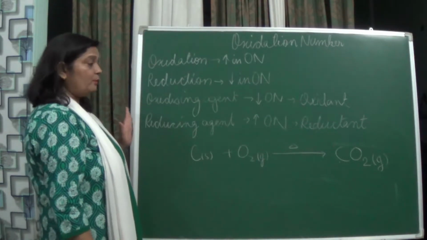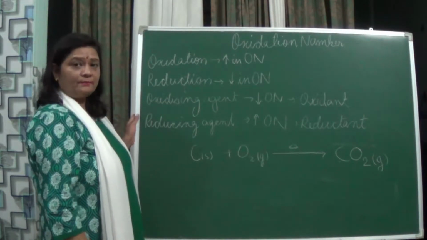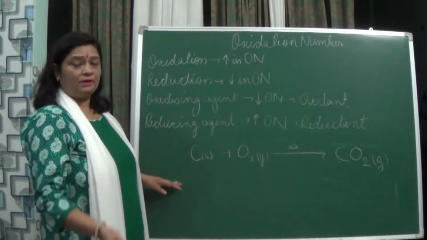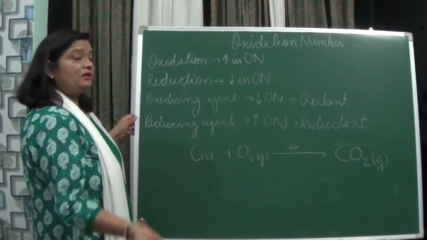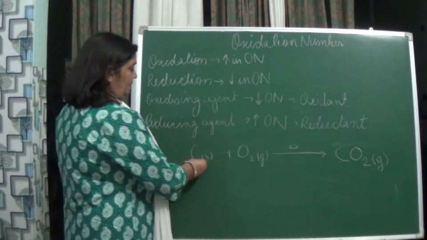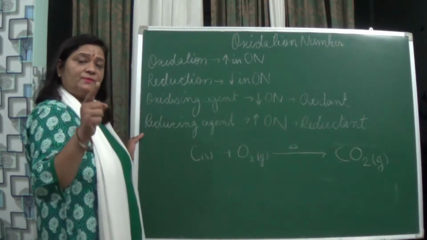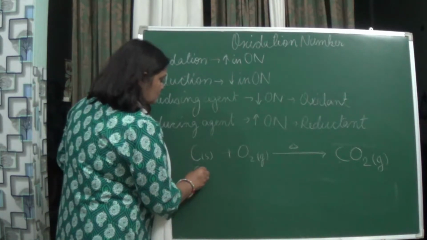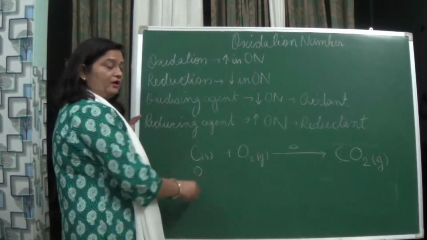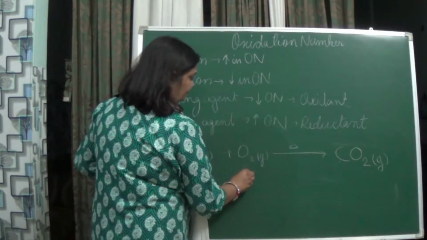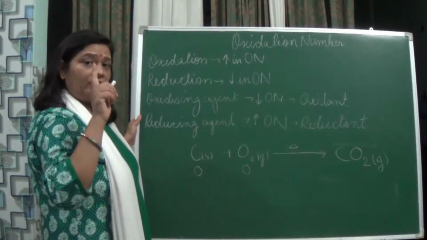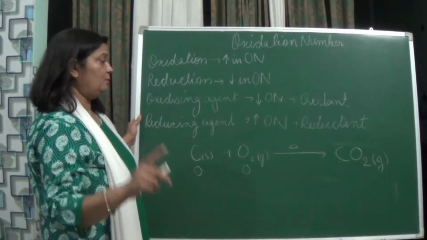These are the points we are going to understand with this example, and we will do a number of examples of how to take out the oxidation number. So let us see the reaction. Carbon: whenever any element is present in its elemental form, its oxidation number becomes 0. In molecular form also, it will be 0.